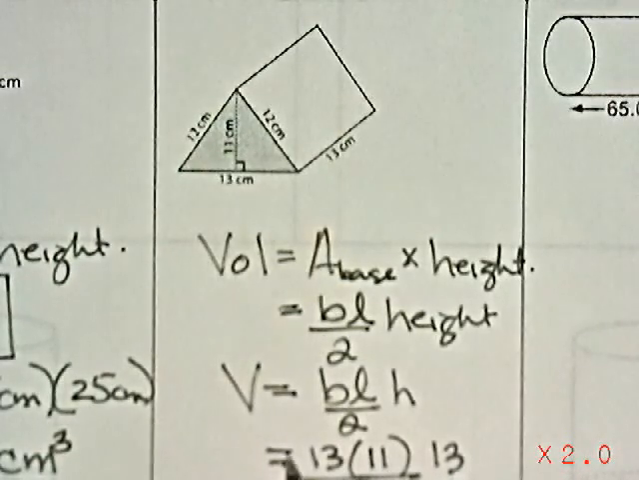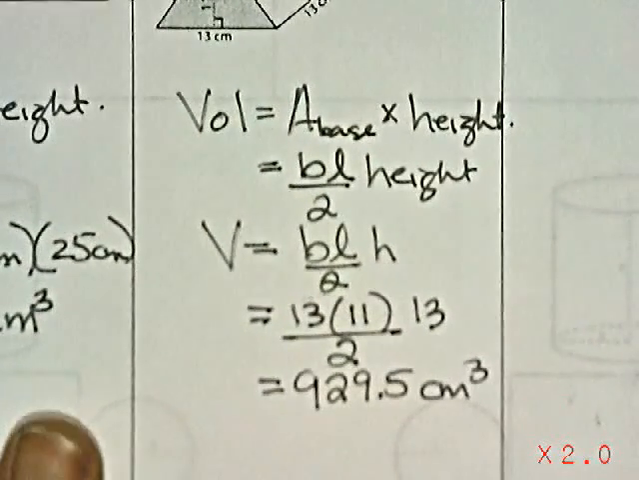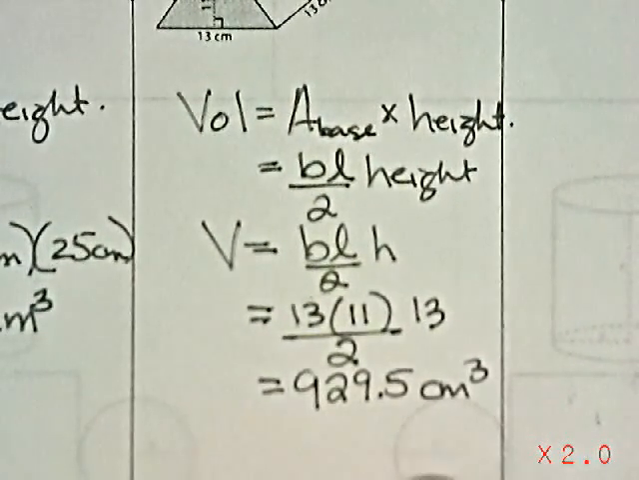And so we get 13 times 13, which is 169, times 11 divided by 2. We get 929.5 centimeters. Now, this one's a centimeter, this one's a centimeter, this one's a centimeter. So again, our units for our volume are centimeters cubed.